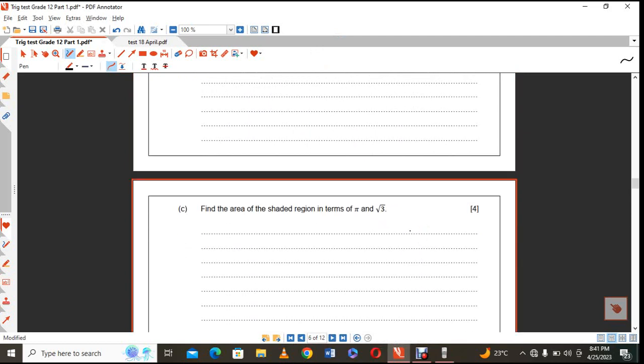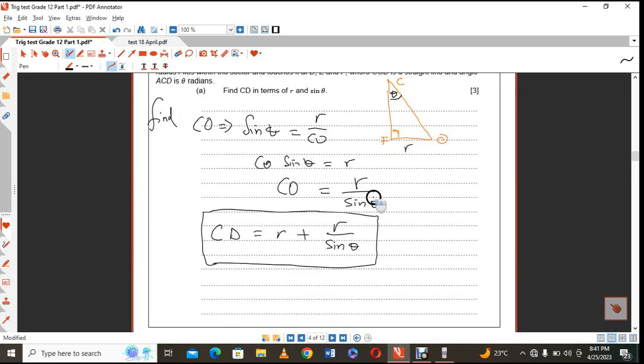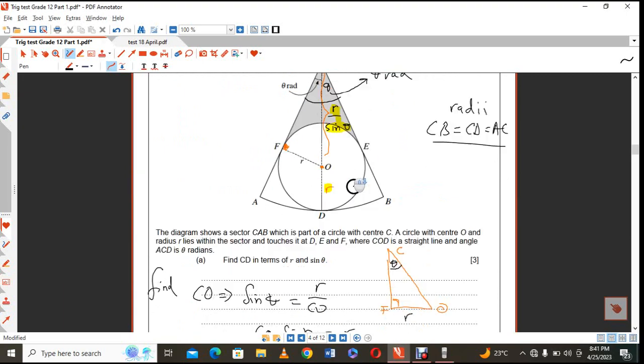Okay, that brings me to part C of the question. Now here they want us to find the area of the shaded region. Now there are many ways you can do this, many different methods. So again, you have to decide which method works best for you. So let's go back to our diagram just to see. We're looking for the area of the shaded region. So I can find the area of FOC.